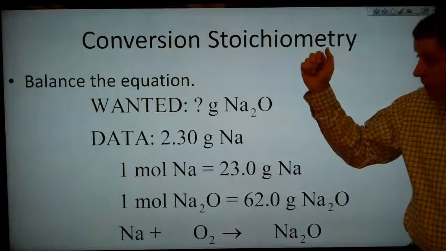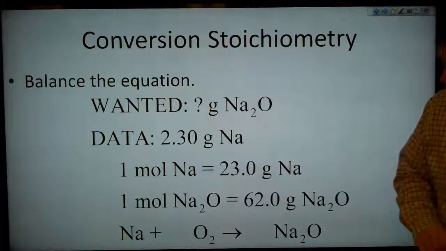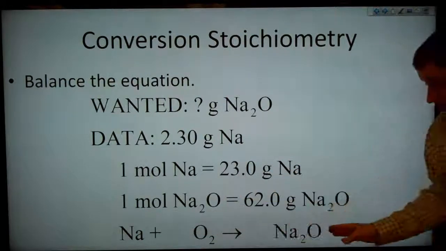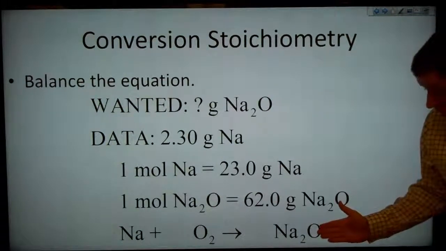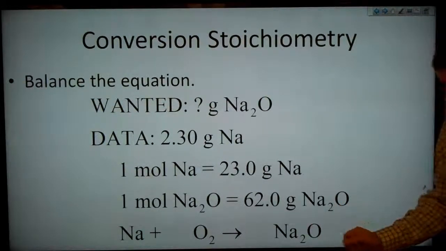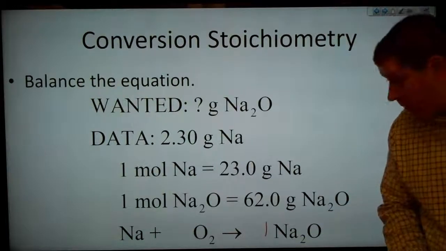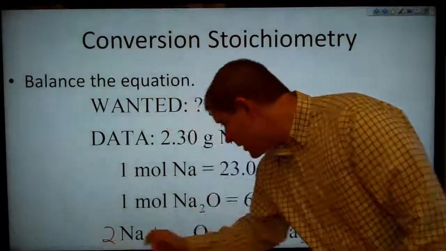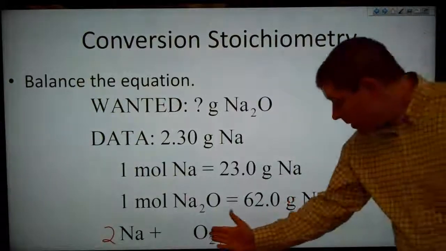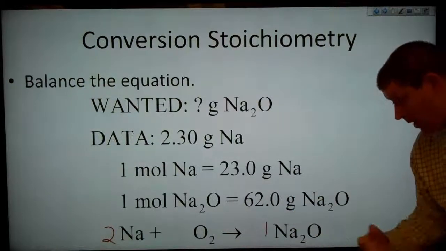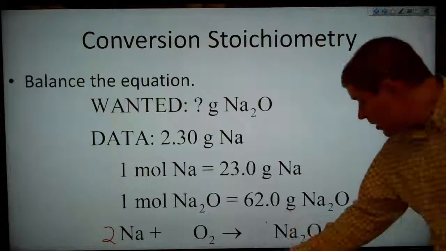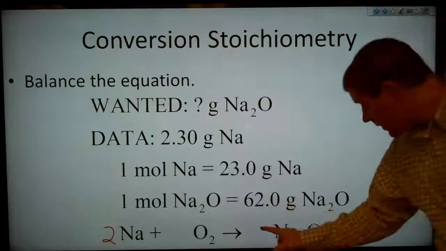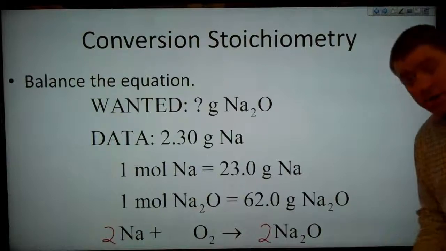Next, we want to balance the equation. So we've got our wanted and data sections. Now we have our unbalanced equation down here. Now we have 2 sodium atoms on the right side. If we plug a 1 in there, that means we need 2 sodium atoms on this side. But now we have 2 oxygen atoms on this side. We only have 1 over here. So we need to change that 1 to a 2, so that we have 2 oxygen atoms over here.